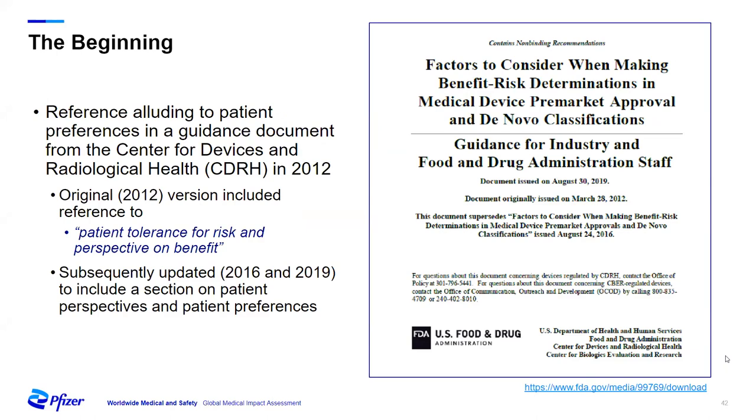I don't want to give too much history, but I think giving a little bit of history is necessary to see why we're at this tipping point that we're talking about. There was a guidance document that was put out by CDRH initially in 2012. And this is one of the guidance documents that Michelle referred to. But in that original guidance document, there was this gem about patient tolerance for risk and perspective on benefit and how that is important in benefit-risk decision making. And this was sort of the kernel, as I see it, that evolved into much bigger use of patient preference information. So this is, in a way, the beginning.